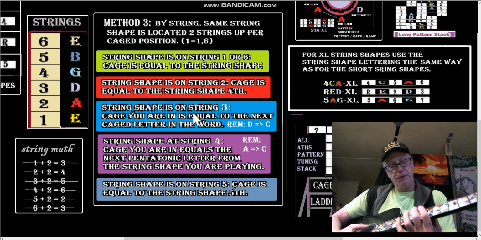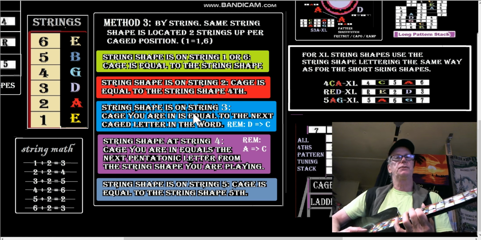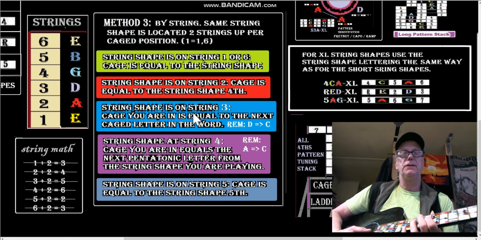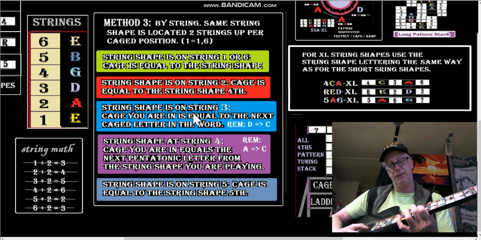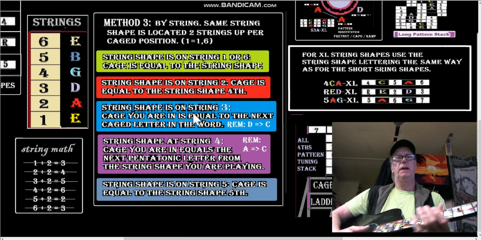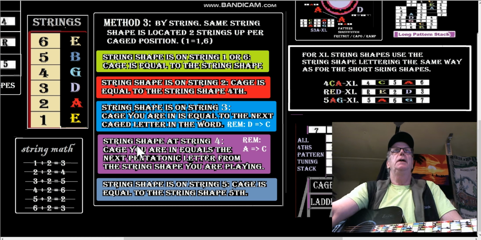If it's on string 3 only, we'll be using this rule for string 3: it's going to be the next cage letter. So A, the next cage letter, C, A, G, it's in the G cage. Okay, let's try one more. Let's move on to the next rule.